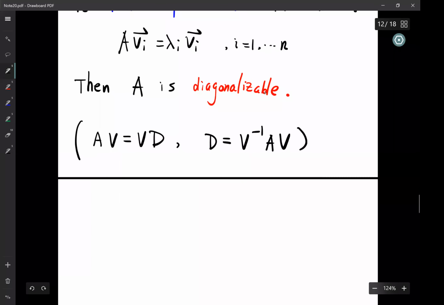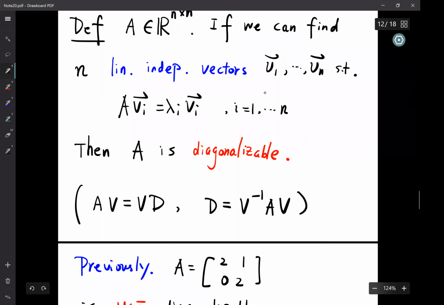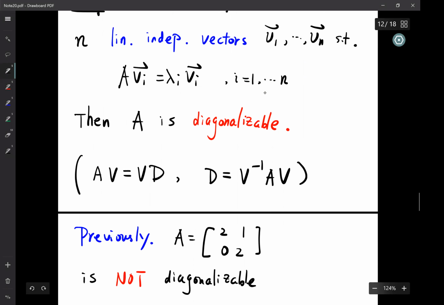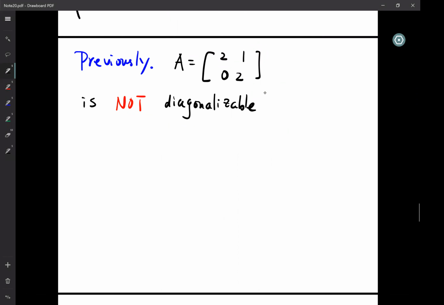So we have seen examples previously. A equals 2, 1, 0, 2 is not diagonalizable, because we could only find one instead of two linearly independent eigenvectors, and all the other examples we have studied before, including the rotation one, are diagonalizable.